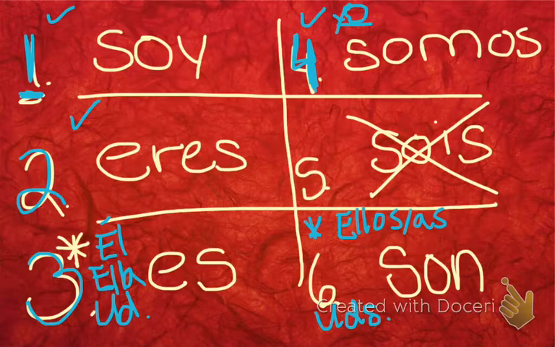Or maybe we're saying the books are, los libros son. Or maybe we're saying the classes are, las clases son. Or maybe we want to say Marco y Juan son. This box number 6 is going to be the plural form of box number 3.